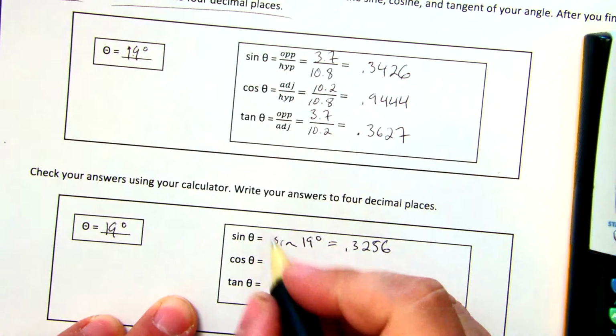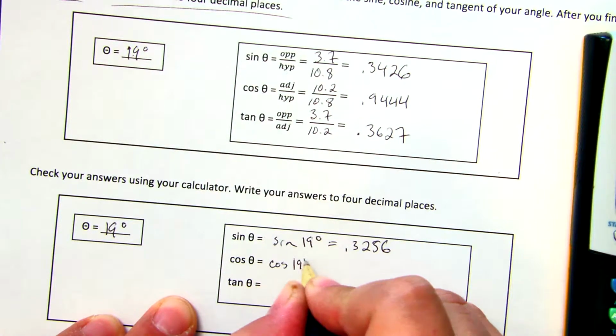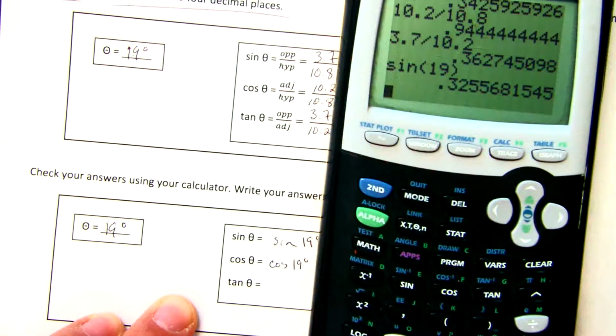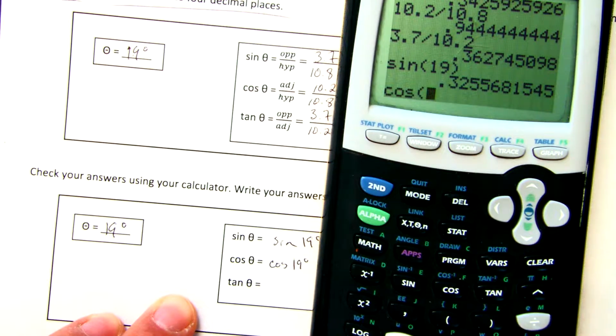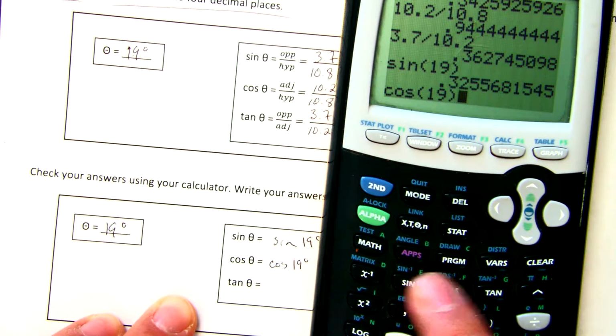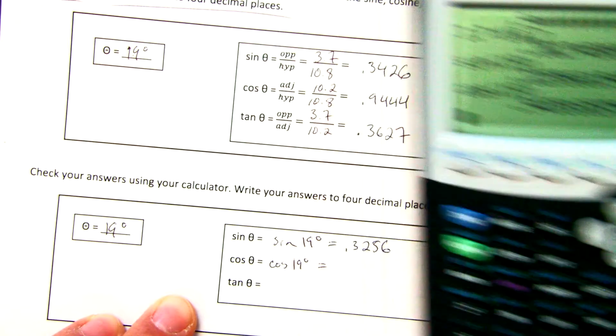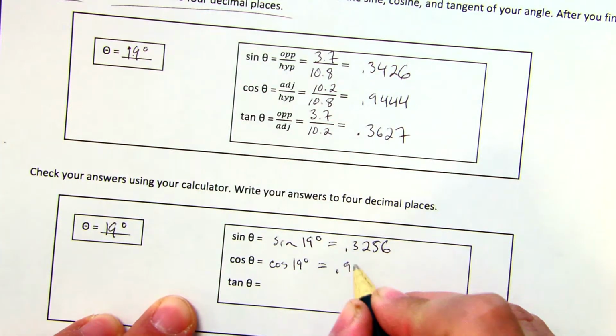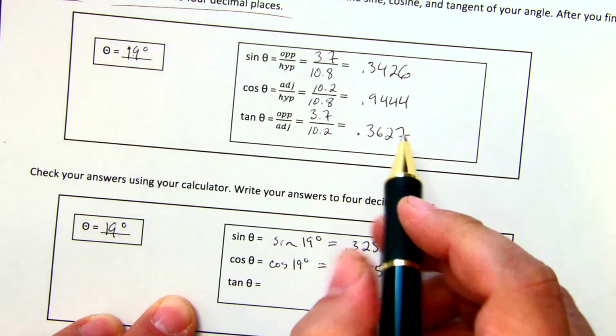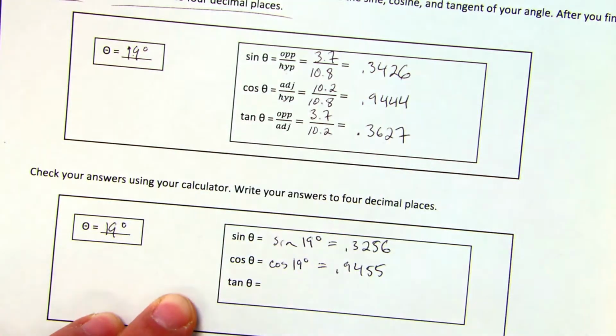So cosine 19 degrees. So I hit cosine 19. Right, cosine is right there in the middle between sine and tangent. And enter. 0.9455. We got 0.9444. Not too bad.